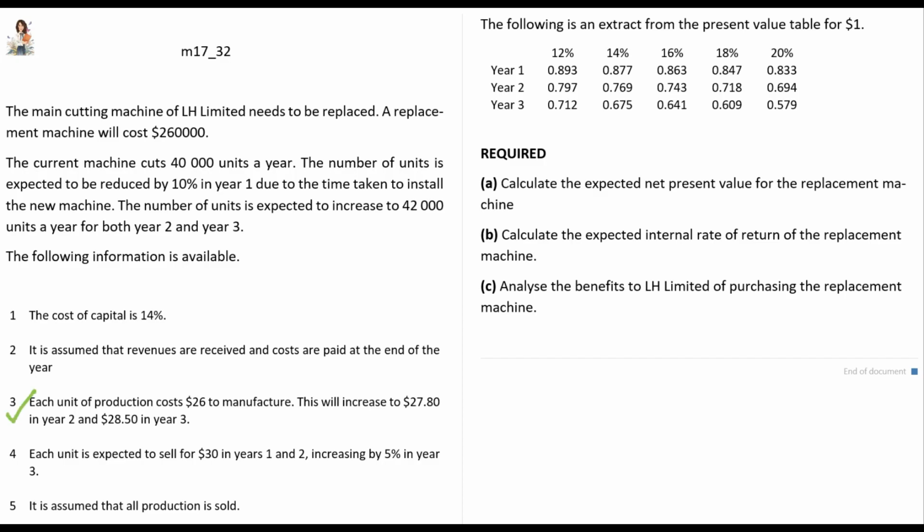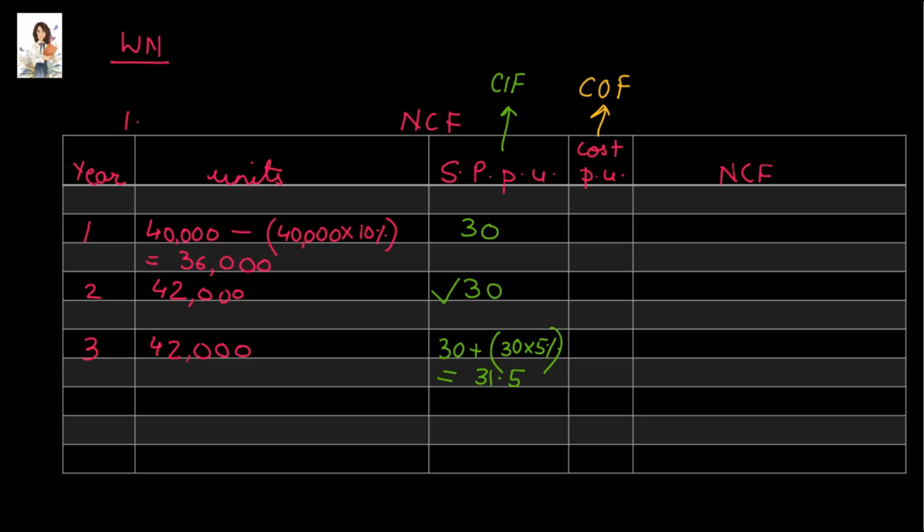Next, we look at the cost per unit, which represents the cash outflow. In point 3, we have been told that the cost of production is $26 per unit in year 1, $27.8 per unit in year 2, and $28.5 per unit in year 3. So I'm going to fill the cost per unit column now.